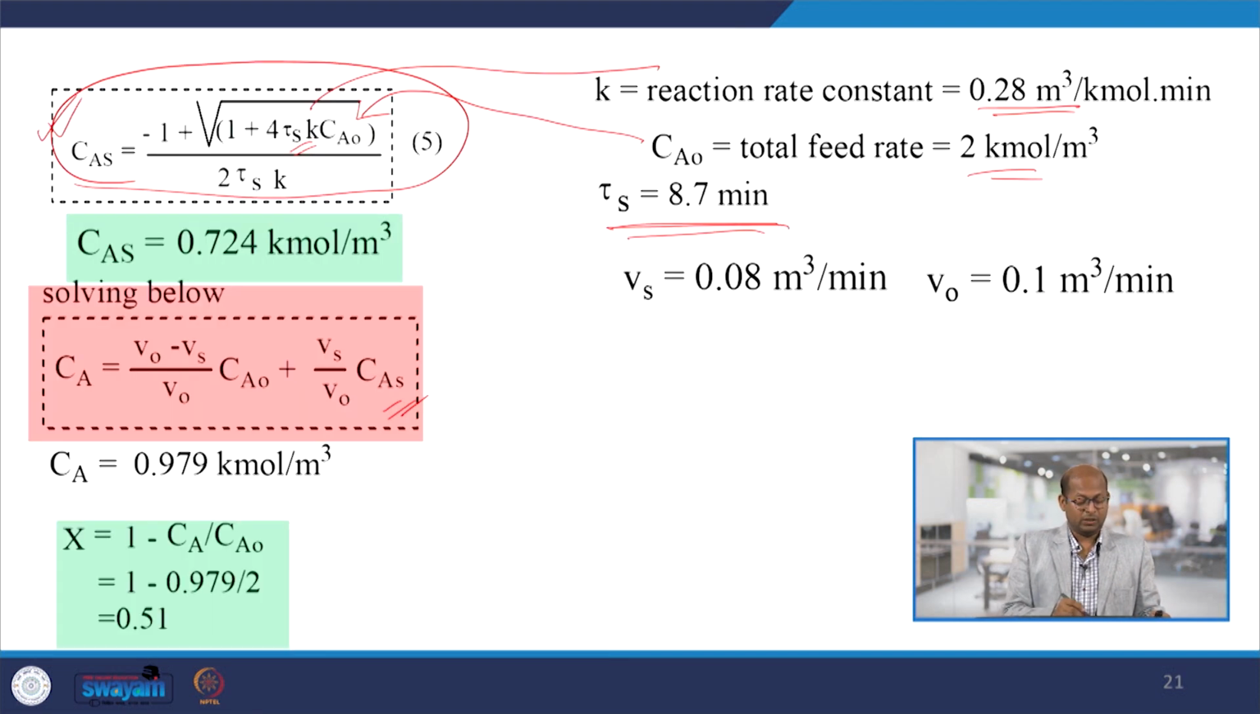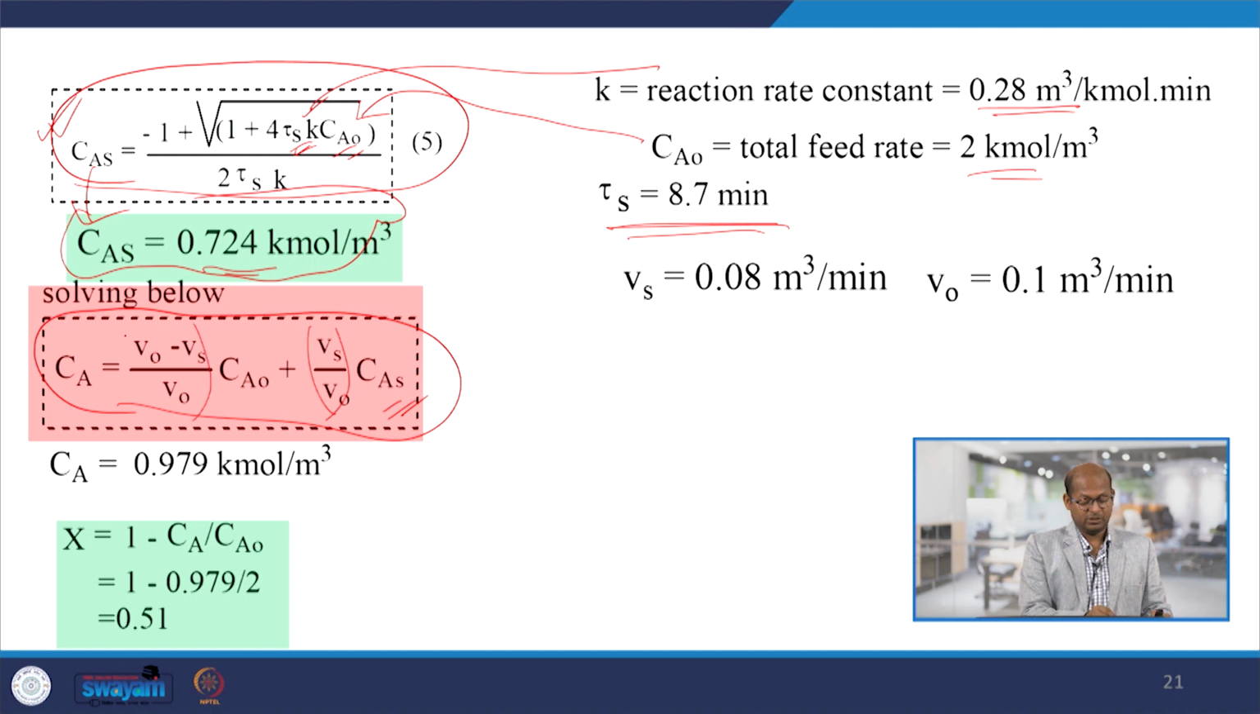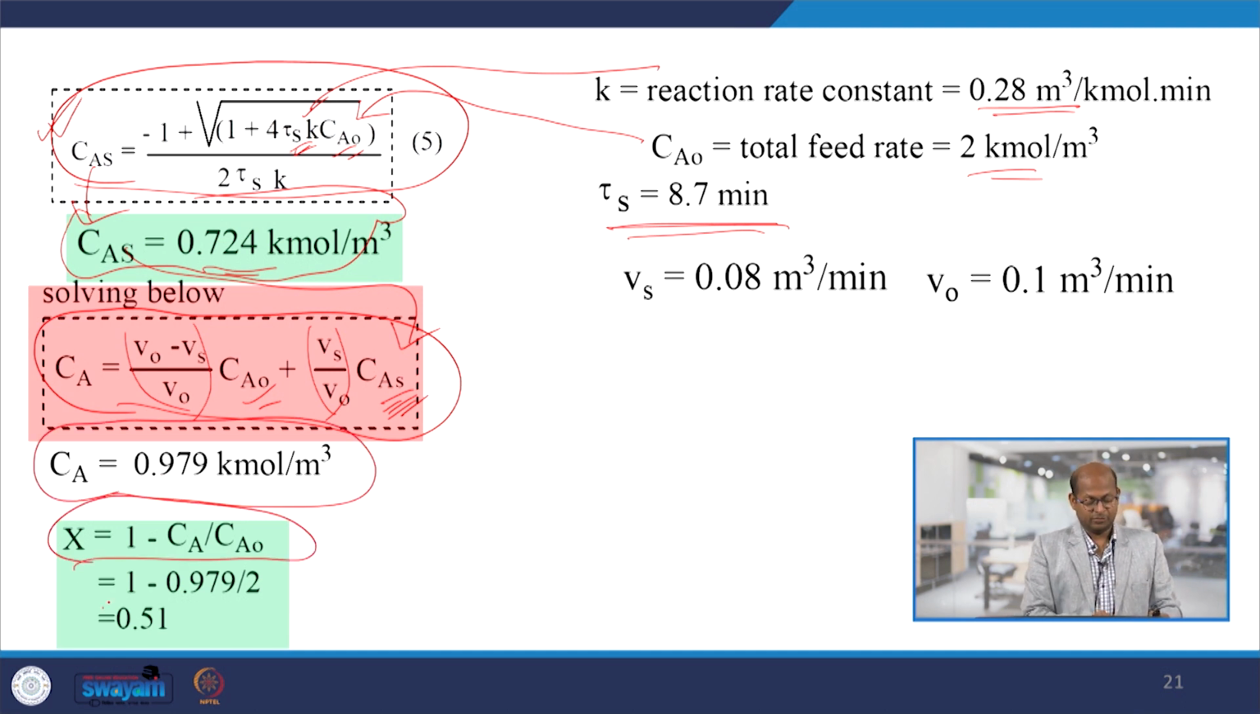Okay. So, now we can find out Cas from these equations. If we put the tau s value, k value, Ca naught value, then the Cas value we can find out, by solving these equations. If we solve here V naught, Vs, if we substitute Ca naught, substitute Cas that we have obtained, we can find Ca. Once we know Ca, then the conversion we can predict, that would be 51% let us say. Okay. So, Ca naught is given, Ca we have found, and then the conversion we can predict, that would be 0.51, that is approximately 51%.